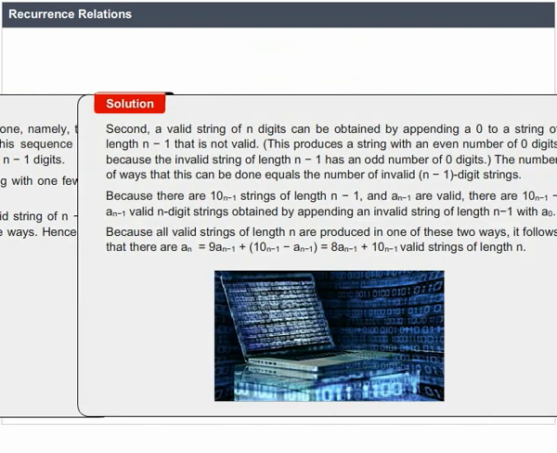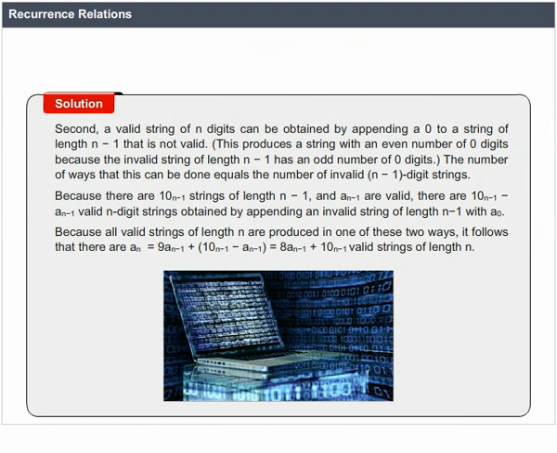Second, a valid string of n digits can be obtained by appending a 0 to a string of length n-1 that is not valid. This produces a string with an even number of 0 digits because the invalid string of length n-1 has an odd number of 0 digits. The number of ways this can be done equals the number of invalid n-1 digit strings, because there are 10^(n-1) strings of length n-1 and a(n-1) are valid. There are 10^(n-1) minus a(n-1) valid n-digit strings obtained by appending a 0 to an invalid string of length n-1.